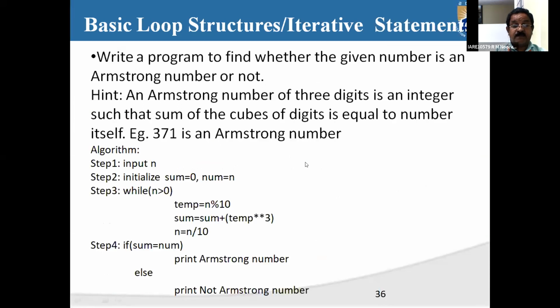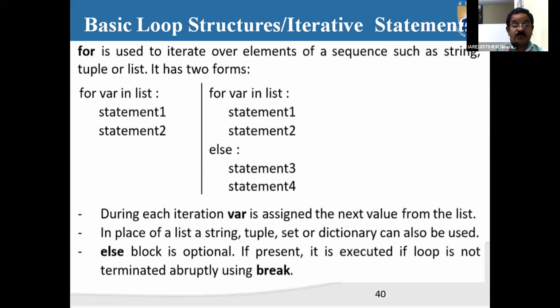In the same fashion, within the for loop also, it is going to check the variable you have mentioned within that particular sequence. This sequence may be any of the sequences. If the value of that variable is present within that sequence, then statement 1 and statement 2 will be executed. Else, statement 3 and statement 4 will be executed.